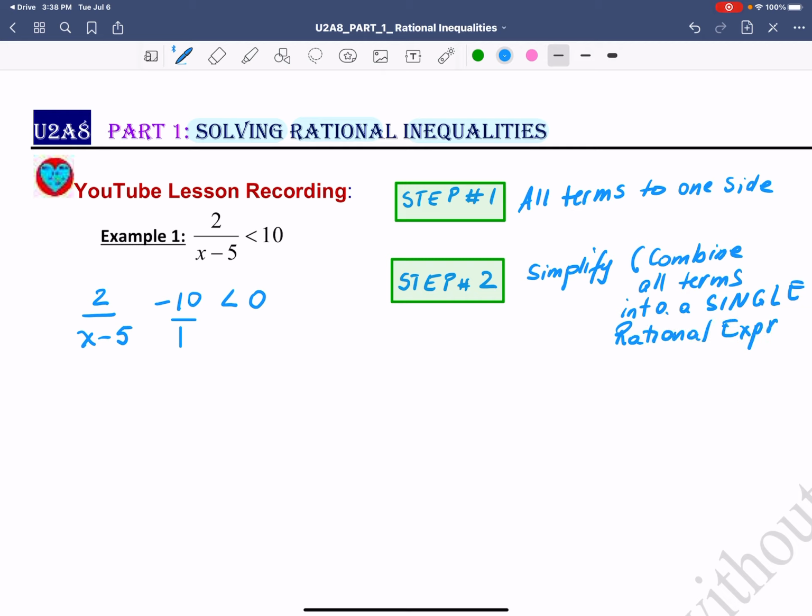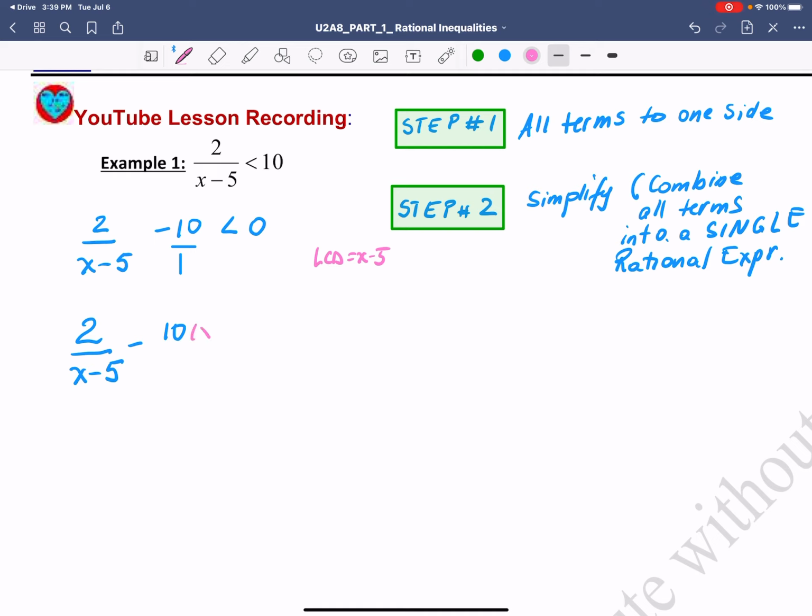And here we go. Now we have denominators of x minus 5 and 1. The lowest common denominator would be x minus 5, which means that 2 over x minus 5 won't have to change, but the number 10 will have to multiply x minus 5. And now both terms will be in rational form. Combine the terms together now that they have the same denominator. It shouldn't be a problem.